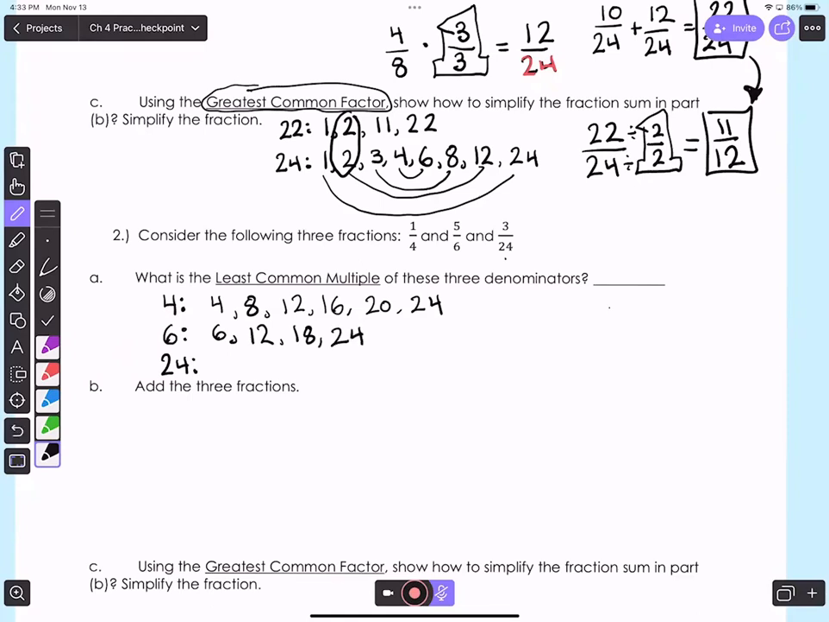Wait a minute. These both have 24. Let's count by 24s. 24. Oh, we don't even have to count more than one of the 24s. These all match. So that is our smallest one they have in common. Because we could have kept going and there would be bigger ones that they all share. But we stopped when we got to the smallest one, which is the first one that works.